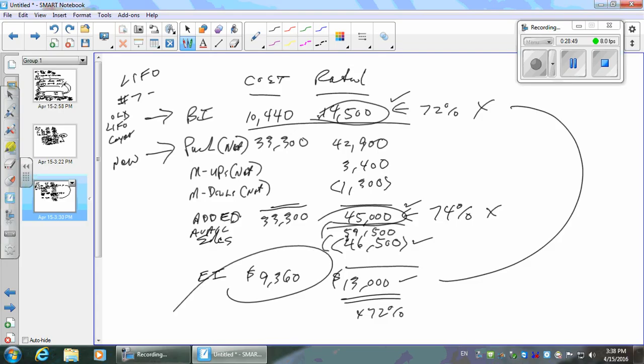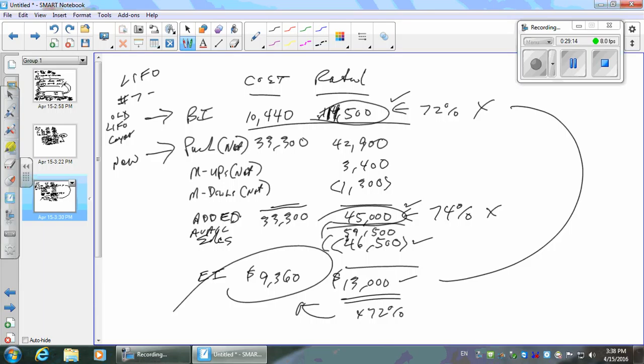All that talking I did, and you knew how to do it. But for anybody at home, this one. 14.5 plus 45 is 59.5. Subtract the 46.5, you got 13 left. Times 72% is 9,360. Okay?